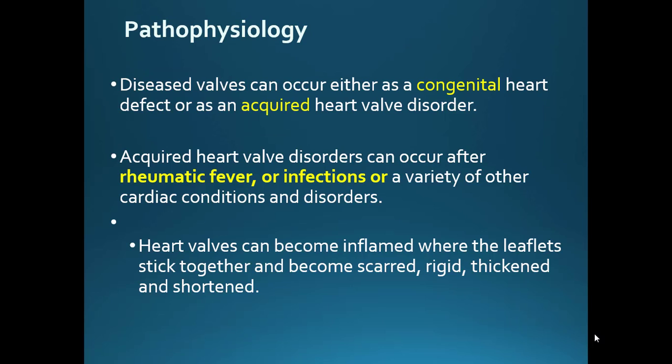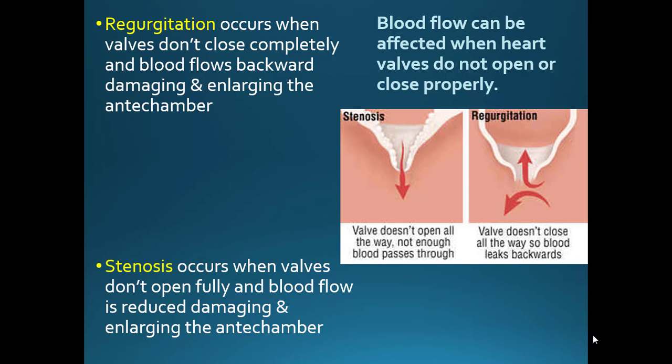Diseased valves can occur either as a congenital heart defect or as an acquired heart valve disorder. Rheumatic fever is the major cause of mitral stenosis or prolapse. Other causes are infective endocarditis, severe calcification of the valve opening, tumors, systemic lupus erythematosus, or different cancers. Blood flow can be affected when heart valves do not open or close properly. Regurgitation occurs when the valves don't close completely, and stenosis occurs when valves don't open fully.